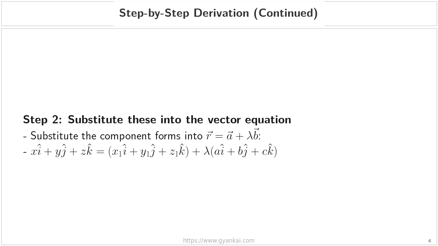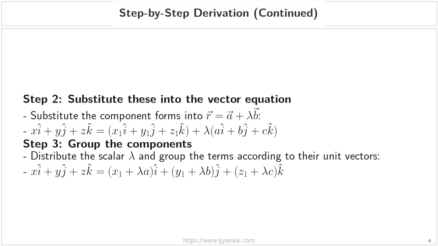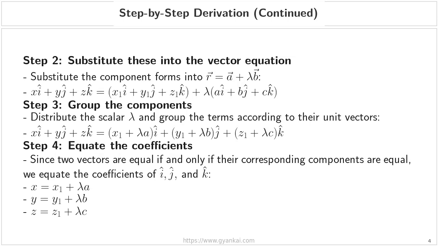And on the right side, we have our starting point coordinates plus the scalar lambda multiplied by our direction components. Moving on to step 3, our goal is to group the components together. To do this, we first distribute the scalar lambda across the direction vector. Once that's done, we group all the terms that share the same unit vector. Notice how the right side of the equation now clearly shows the i components, the j components, and the k components bundled together.